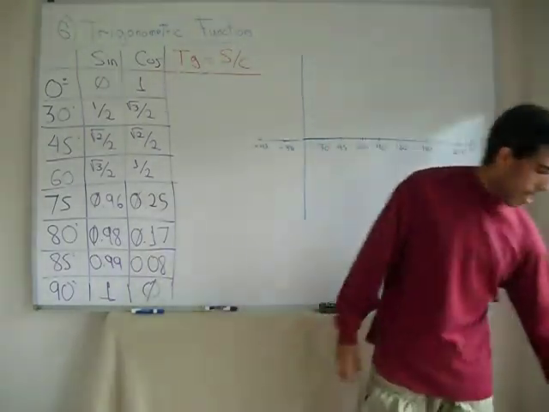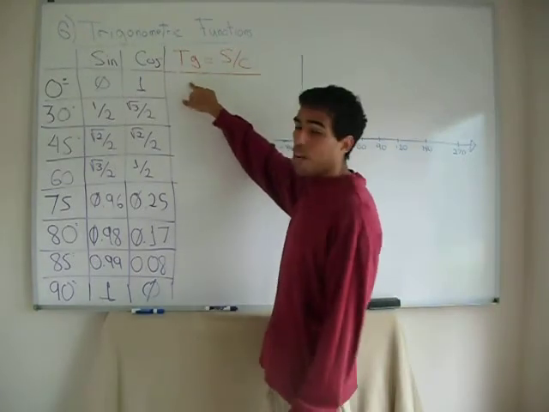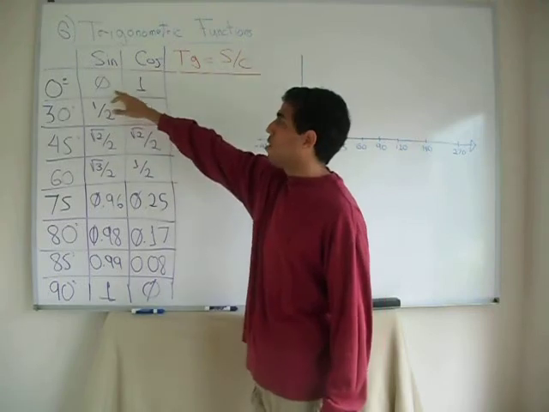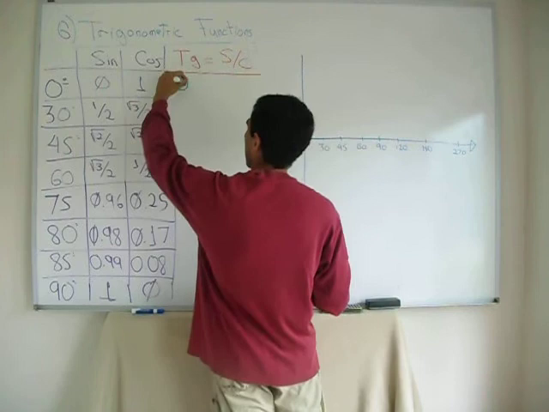So let's say that we have tangent of 0. We want to find tangent of 0. Well, how much is that? Well, that's going to be sin over cos of 0. So that's 0 over 1. So tangent of 0 is 0. Okay?